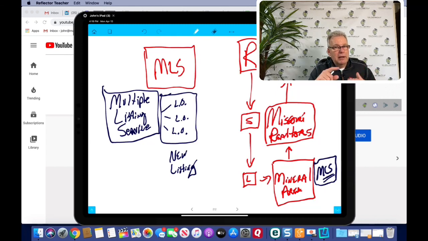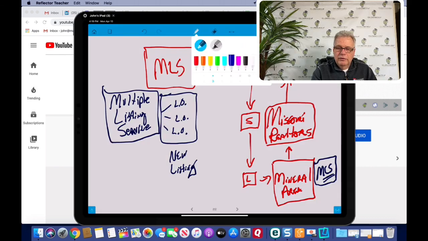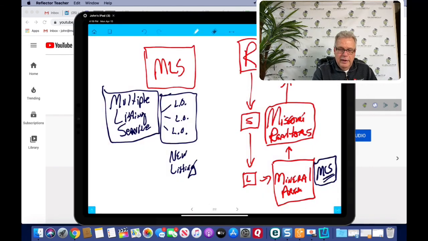So let me go back to the old days and why the MLS falls under antitrust, Sherman Antitrust. If we go back to the old days, and I'm going to just draw this pink thing around right here.